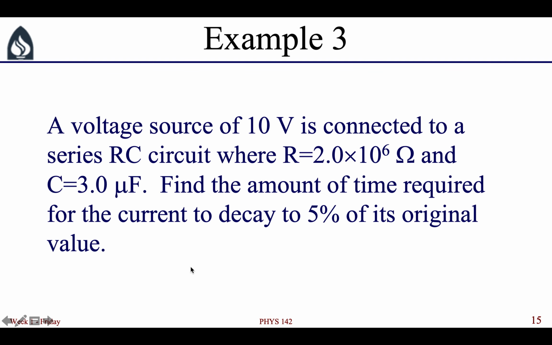So let's next consider this example problem. We have a voltage source of 10 volts connected to a series RC circuit where we have a resistor with a certain value and a capacitance of 3 microfarads. Find the amount of time required for the current to decay to 5% of its original value. So we want to know what's happening with the current. How long does it take the current to decay away until it's only 5% of what it started with?